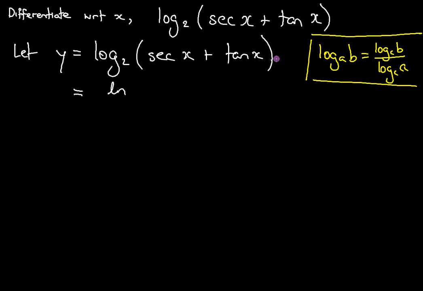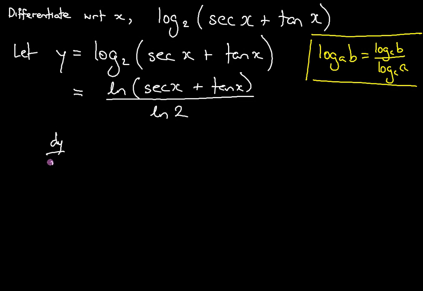So, I'm just going to change the base. I want base e, that's my natural logarithm, so I get ln of the same stuff up the top, secant x plus tangent x, and then I divide by the natural logarithm of my old base, which is 2. And I don't have to worry about this part too much, because this is just a constant. It doesn't matter when it comes to differentiating. It's just going to be constant because it's multiplied.